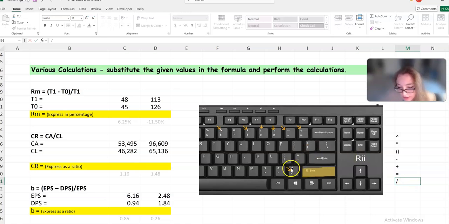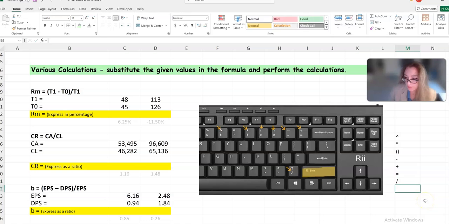Divide. That's the key with the question mark sign. So now we know how to input operations. Let's look at this formula. Right now it doesn't matter what it means. All we need to be able to do is correctly substitute these values into this formula and input all the operations accurately and correctly.